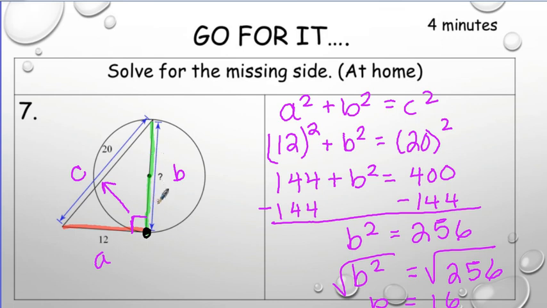So the diameter here is 16. So each little piece is 8. So this is 8, and this is 8. So from the center of the circle to the circumference, that's the radius of 8, and this is a radius up here of 8. If you add them two together, you get 16. So that missing side is 16. Okay, let's keep going.